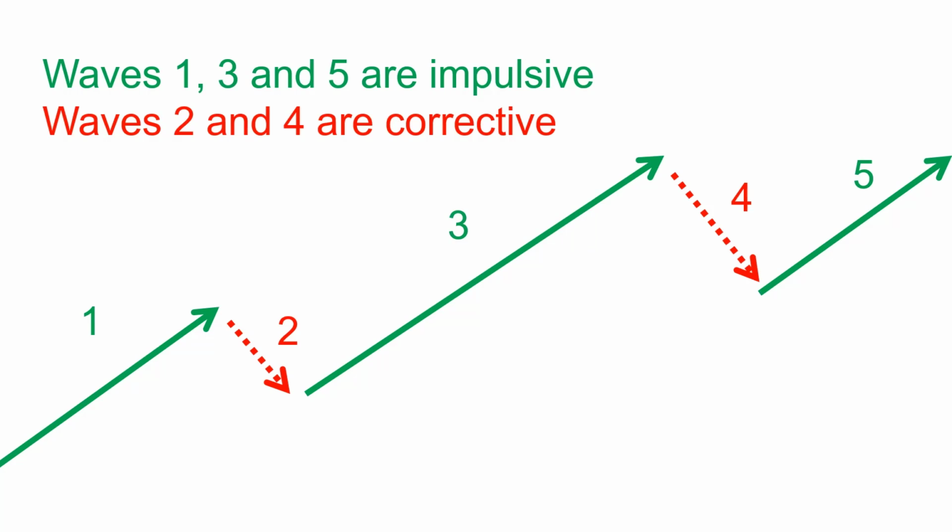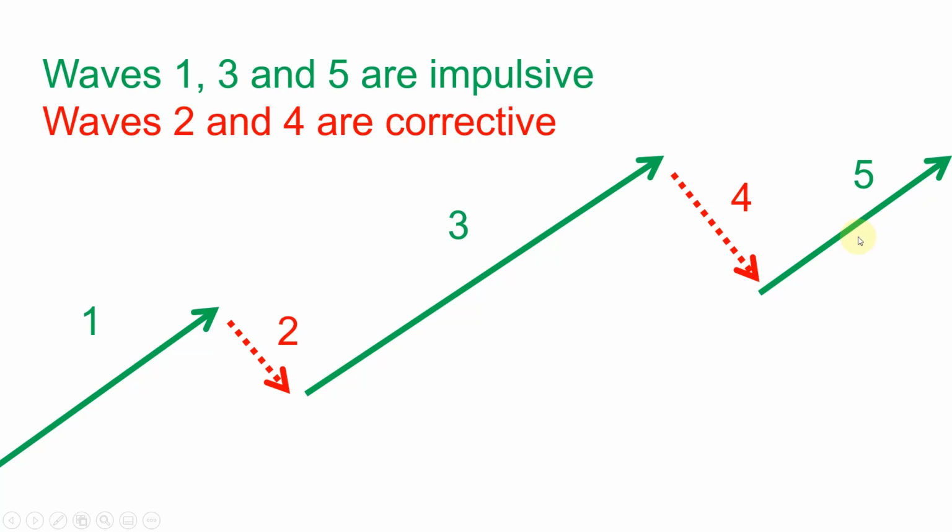Now, impulsive waves, by the way, are the most common motive waves. In an impulse, wave 4 does not enter the prior territory of wave 1. So it does not overlap wave 1. This is basically a rule. And within impulsive structures, there are so-called extensions. Extensions make it a little bit more complex, but to be honest, most impulses, most 1, 2, 3, 4, 5 structures, include extensions.